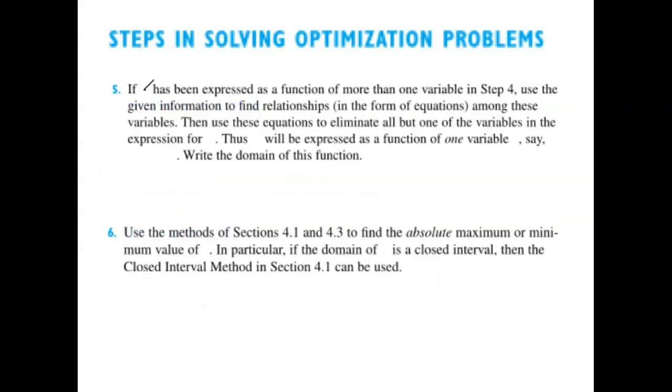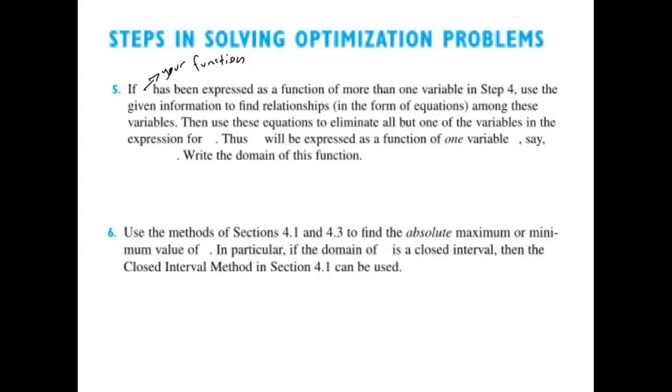All right, so if your function has been expressed as a function of more than one variable, then you need to use the given information to find relationships and eliminate all but one of the variables. So your goal: we know how to find the maximum of a function. We know how to find the minimum of a function. We just did it in the warm-up, right? You take the derivative, you find the critical values, figure out where the function increases or decreases, then we can find the maximum or the minimum. But before we can do that, we need our function in terms of a single variable. Once we have that, we're good to go. Now we're just doing calculus.